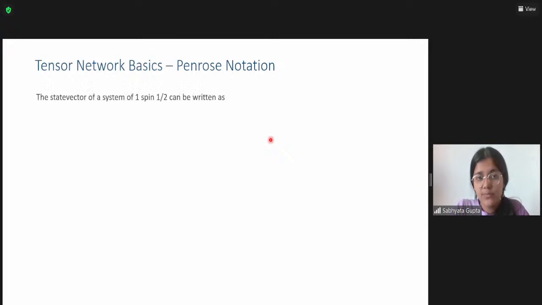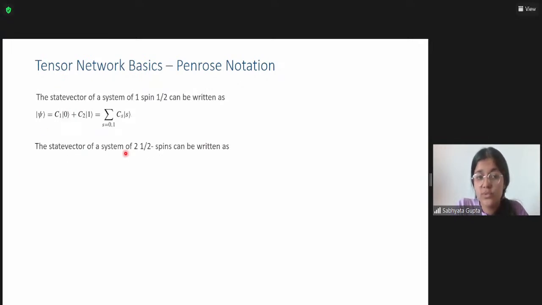If we have a spin half particle, the state vector can be represented in its spin basis, in the basis of spin up and spin down as follows. And here C1 and C2 are complex coefficients. If you arbitrarily want to store information about the coefficients C1 and C2, you can store it in a two-component vector. If there are no conventions to be followed, you can store this information either in a column vector or in a row vector.